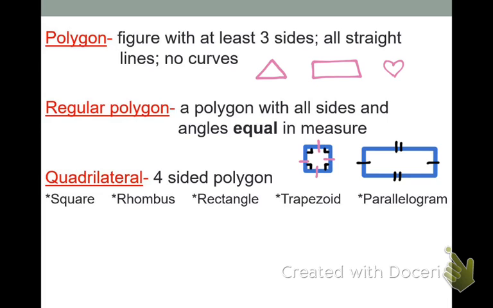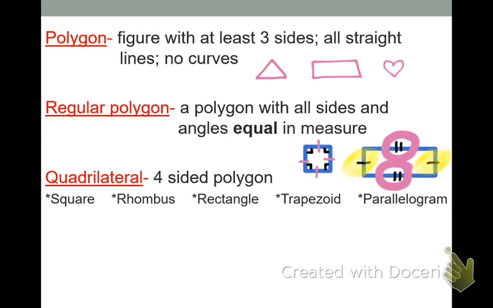He asked, how come I put 2 lines right here? That means that one is equal with the other one that has 2 lines. But the one that only has 1 line is only equal with the one that only has 1 line. Okay? So that helps us to understand whether things are equal or not equal in measure.